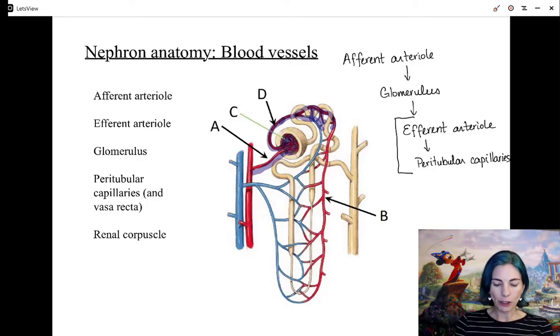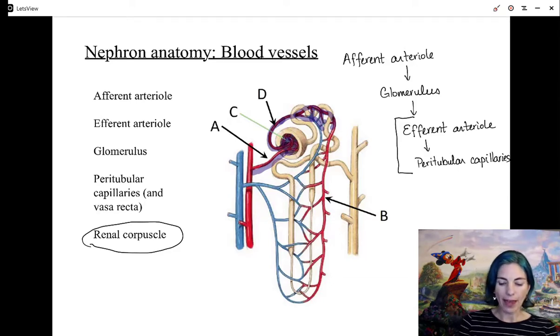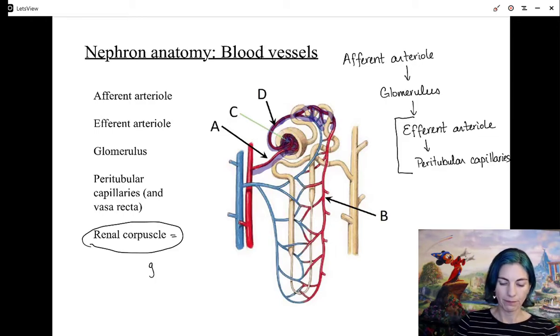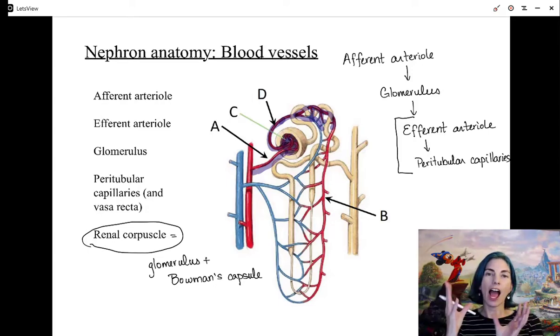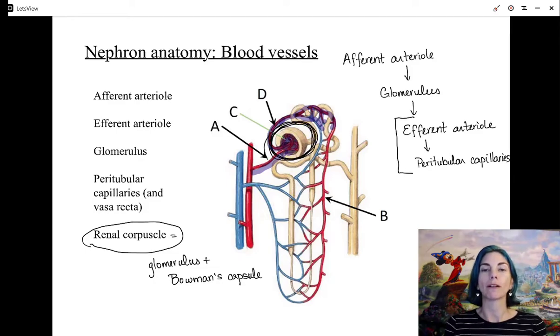Now, I want to bring up another term here called a renal corpuscle, which you may hear of. The renal corpuscle is a term that basically describes the glomerulus and Bowman's capsule together. So if I'm just referring to the capillary bed, that's the glomerulus. If I'm just referring to the nephron's bulbous kind of head that envelopes the capillary bed, that's Bowman's capsule. If I'm referring to the entire structure, all of this together, that's going to be a renal corpuscle. Just want you to be aware of that term. It may show up in your test.